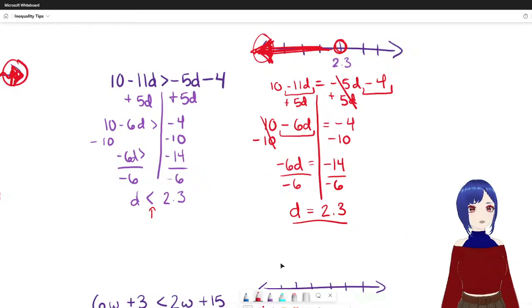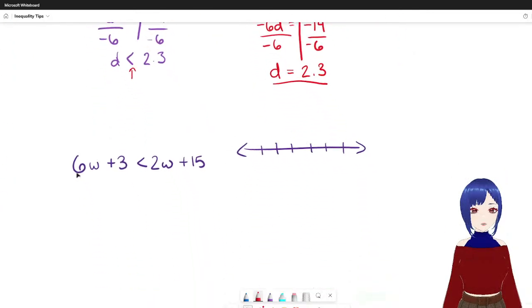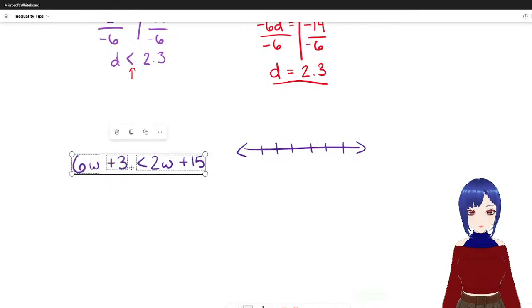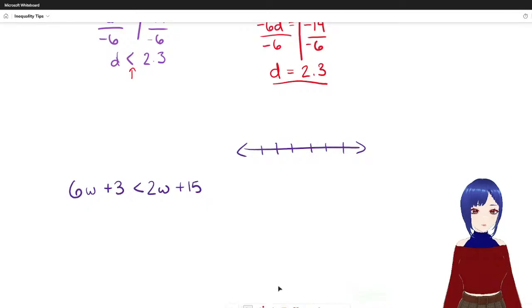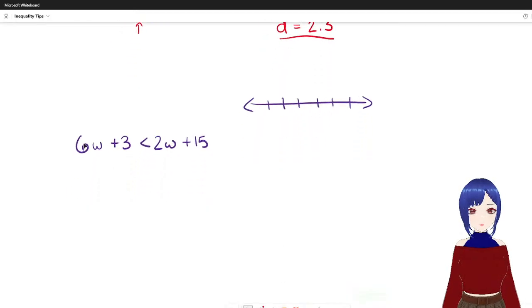Alright, so we're gonna do one last example and then we'll see how that goes. And like I said, we're gonna use this example to emphasize making sure we move our variables to the left. So we have 6w and 2w, and we want to emphasize that we want to move that variable to the left.